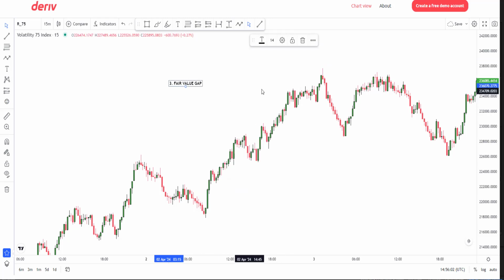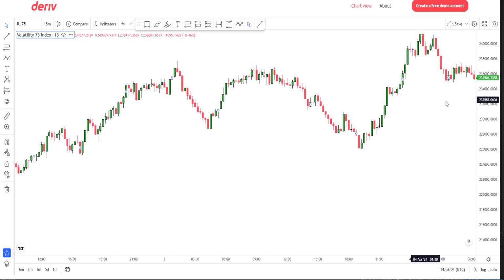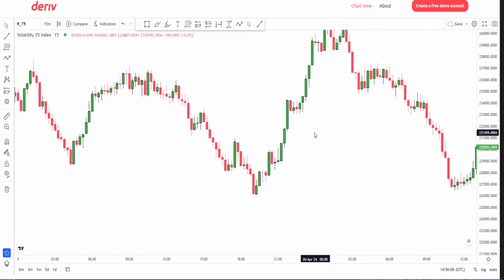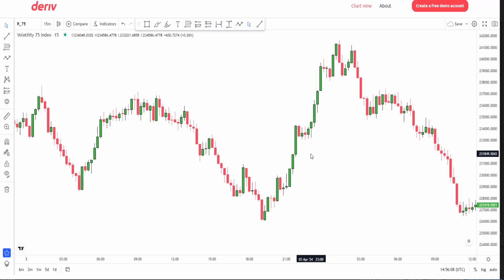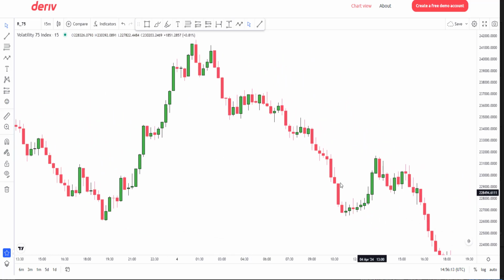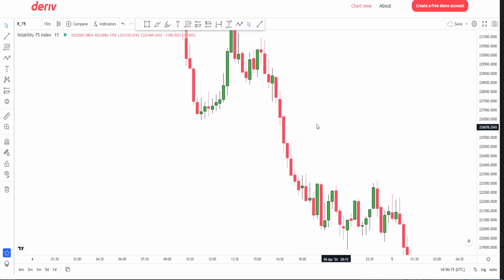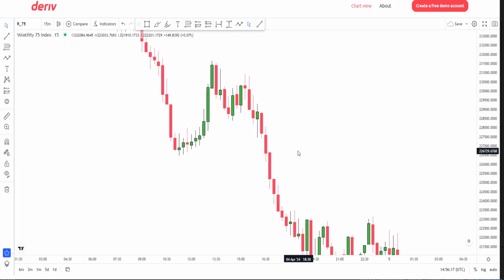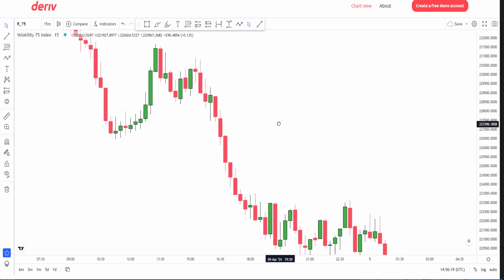So what exactly is a fair value gap? Now, a fair value gap in simple terms is simply an imbalance, and you're going to see this imbalance in price action. Let me show you. For you to identify a fair value gap, you need at least 3 candlesticks. The color of the candle does not matter. These 3 candlesticks must print in the same direction, but the candle color does not matter.